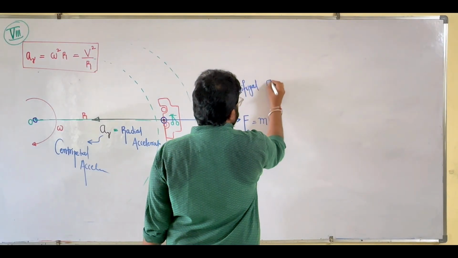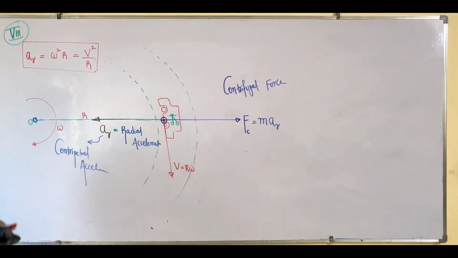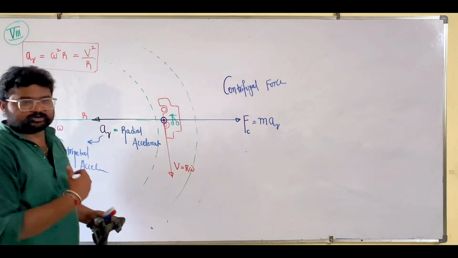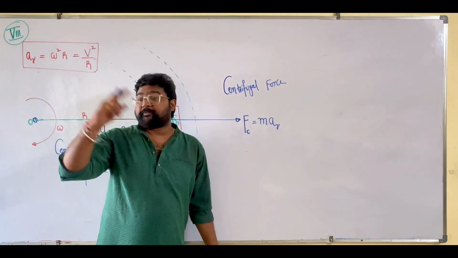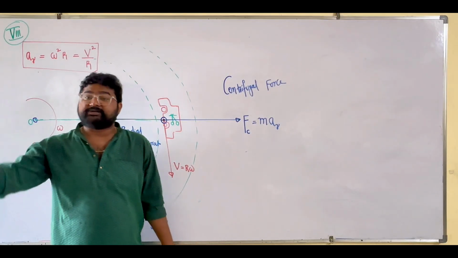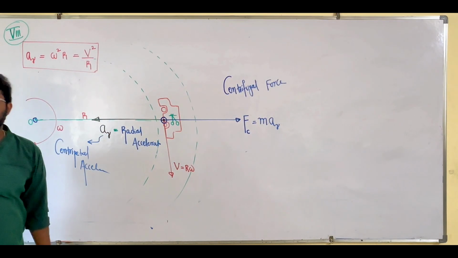What should we understand by centrifugal force here? Radial acceleration, so-called centripetal acceleration, always acts toward the center of circular motion. Centrifugal force always acts opposite to the direction of radial acceleration, which means it always acts away from the center of circular motion.